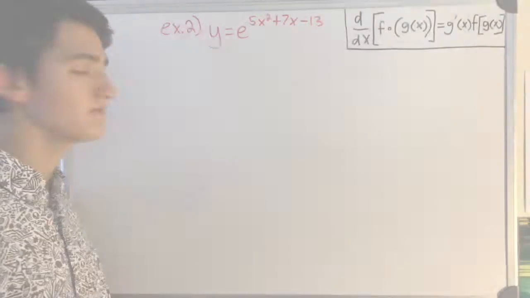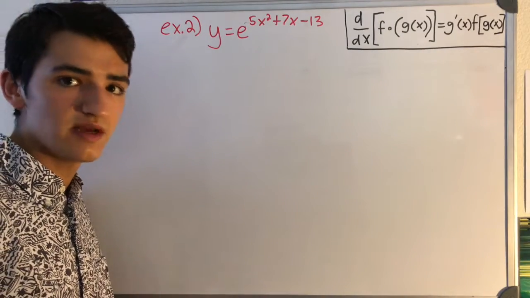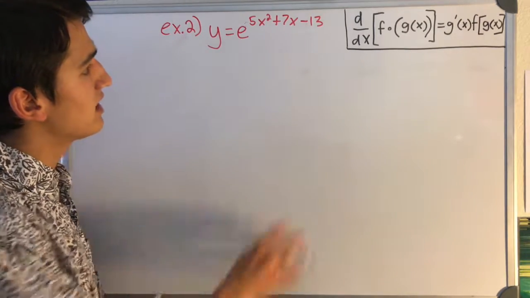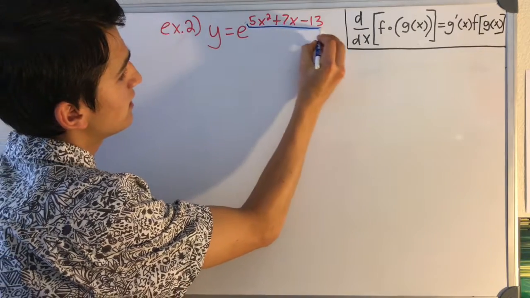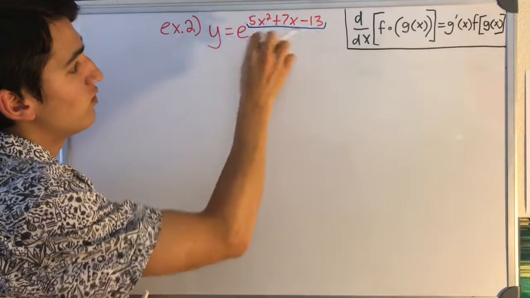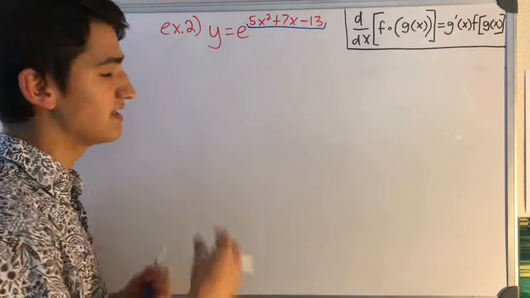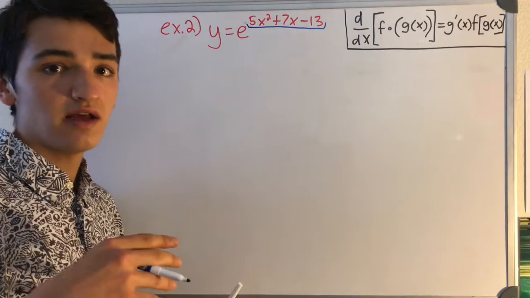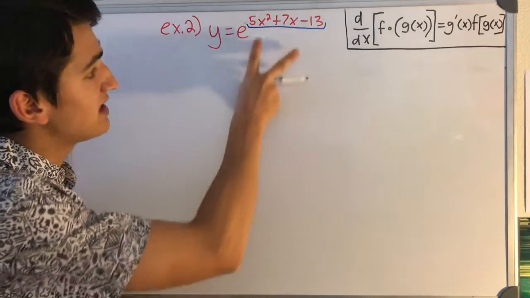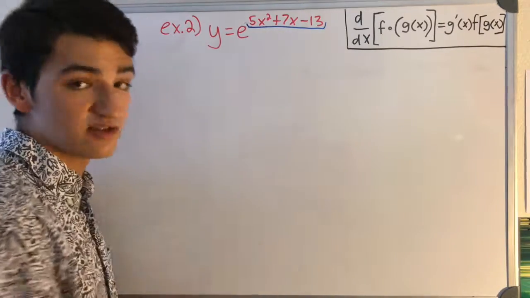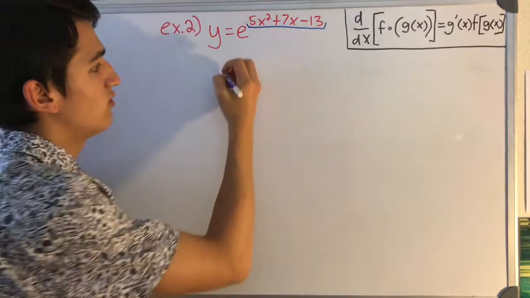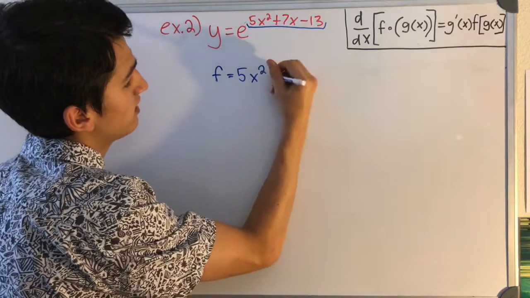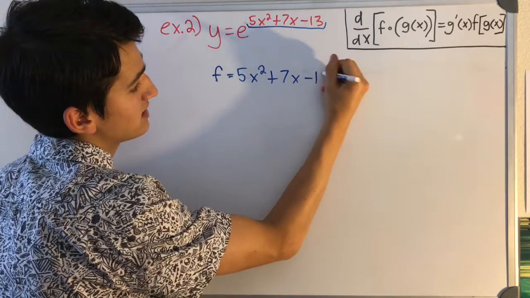And that's the answer to our first chain rule problem. So now we're moving on to another example. We can see right now that we need chain rule for this because we've got a function nested within another function, which in this case is e to the something. First we're going to recognize that the innermost function is just this 5x squared plus 7x minus 13. Remember, we can call it whatever, but we'll just call it f of x, and we'll say that equals 5x squared plus 7x minus 13.